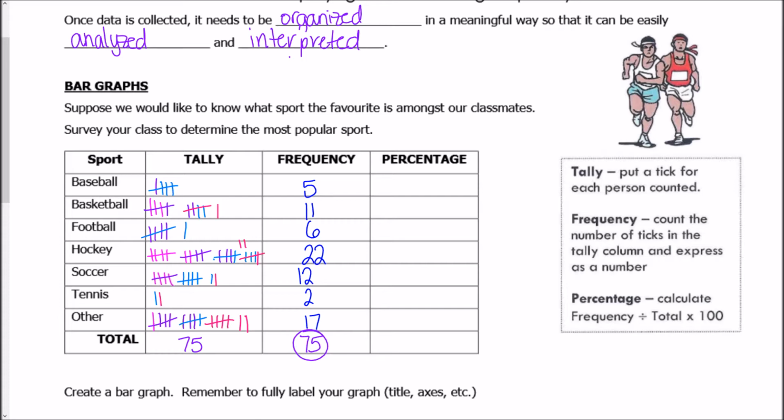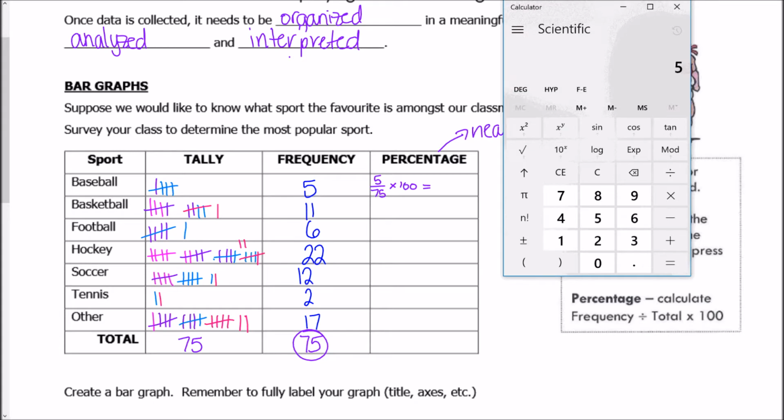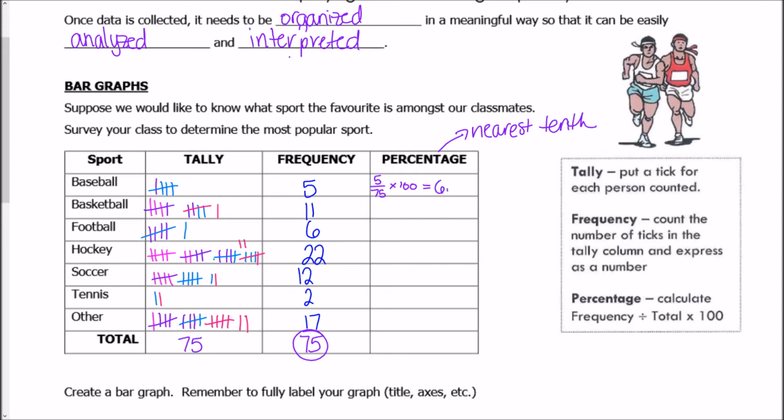So we need to figure out the percentage of people that chose each one of these things, and we'll round each percent to the nearest tenth. So I'm going to find the percentage for baseball. I'm going to take 5, divide that by 75 because that was the total, so the part over the whole, and then multiply that by 100. And when I do that, 5 divided by 75 and then times 100, I end up getting 6.7% right here. So rounded to the nearest tenth, we get 6.7%.